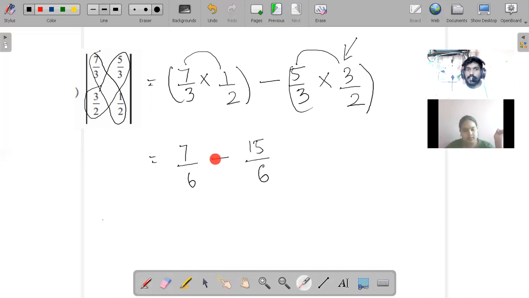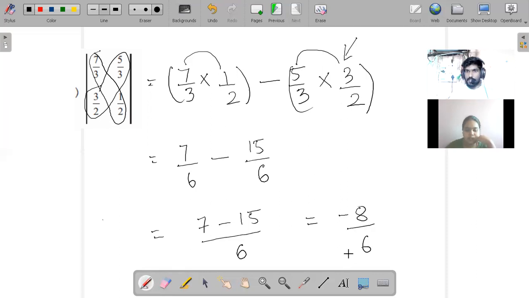Yes. 8.6. There is a sign. Minus. Why minus? I hope you have understood that. Since the denominator is the same, this will become 7 minus 15 upon 6. And 7 minus 15 is minus 8, with the denominator 6. So that is minus 4 upon 3. Correct, minus 4 upon 6. Done.